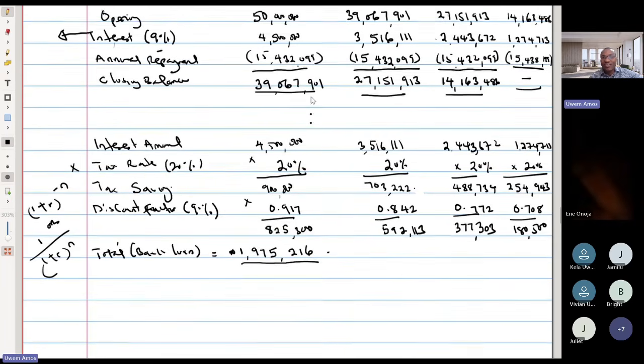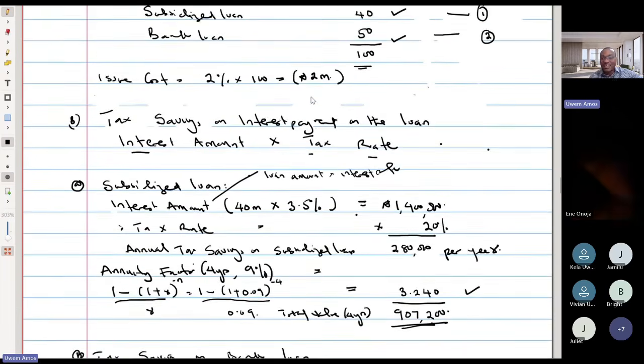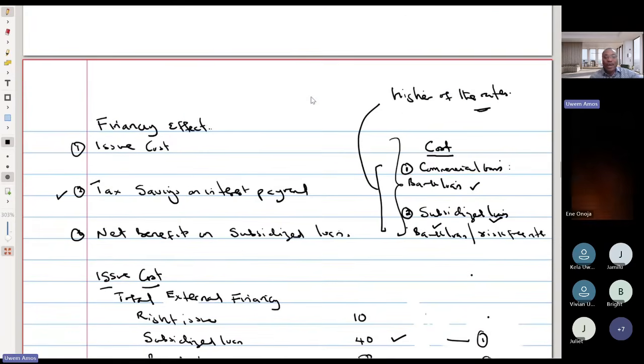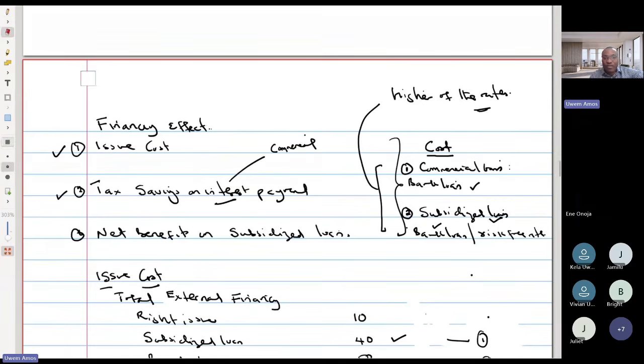Okay, so we've done our tax. We've done 2 out of 3 parts. We've done our issue cost, which was the first one we did. We've done the tax savings on interest payment. We've split it into 2 because there are 2 types of interest or loan payment. We've done the calculation for the commercial loan, or the bank loan, rather. Let me use the exact term they use in the question. First we did for the subsidized loan, and then we did for the bank loan.